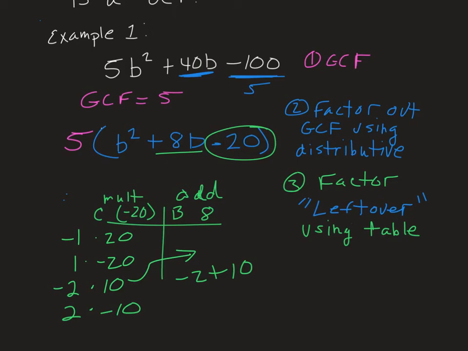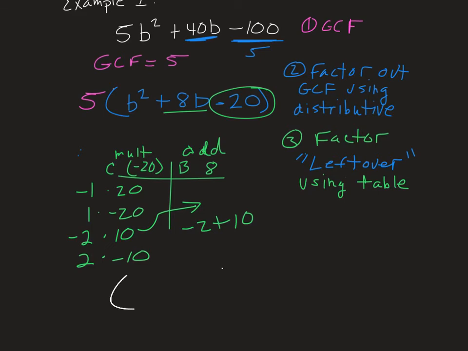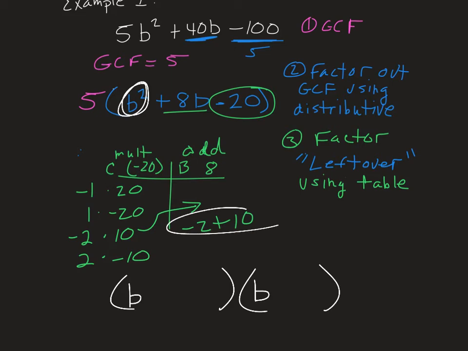So remember what you do is you pop open those binomials. The only way I can get a b squared is if I do a b times a b, and then I take my table values, so it's going to be b minus 2 and b plus 10, because remember the numbers from the table are going to come down here, and now they're going to be there in the binomials.